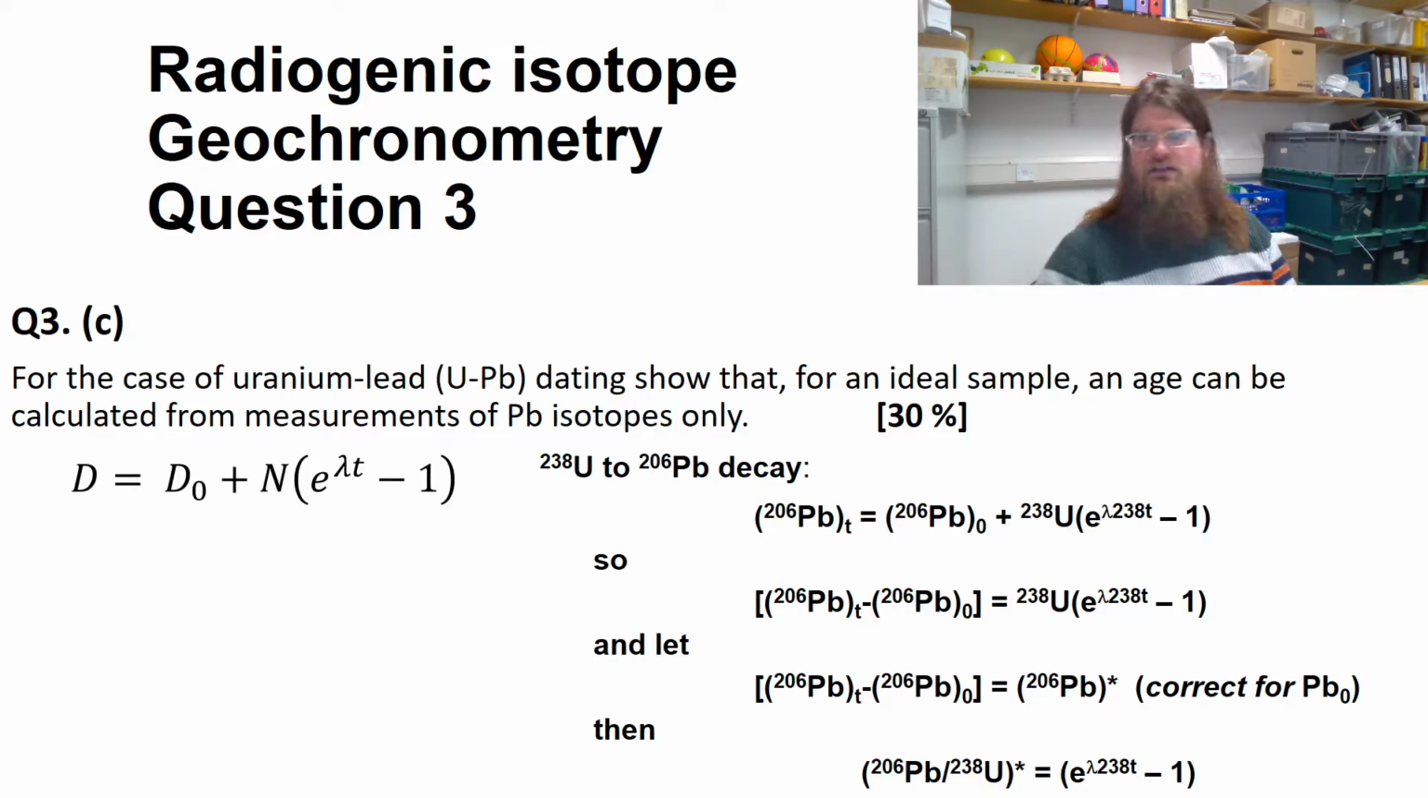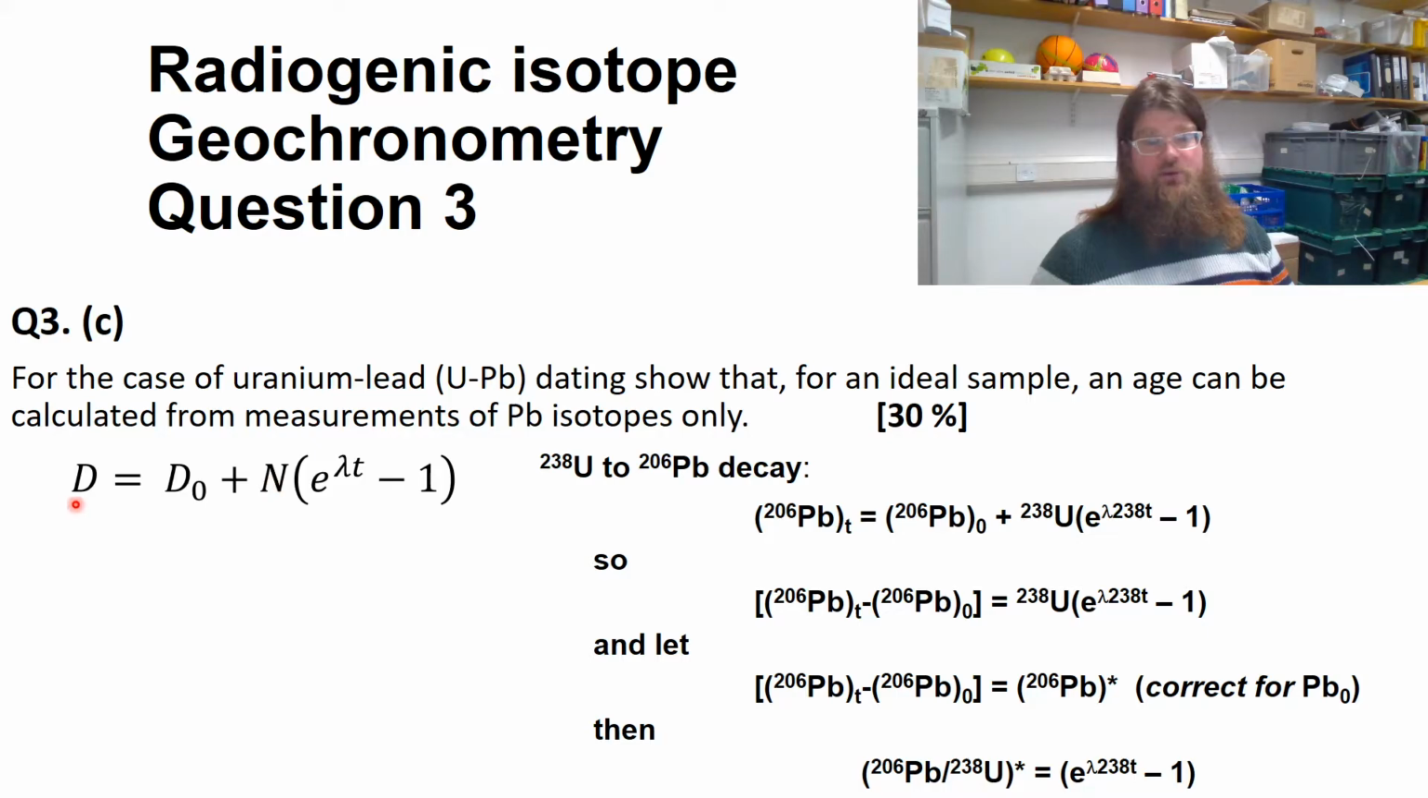So this is our decay equation. We're looking at the uranium-lead system. Uranium is our parent, N, and lead is our daughter isotope. And we're asking, can we work out this age, T, without knowing what N is? How can we do that? We went through this in the lecture, or a lecture at least.